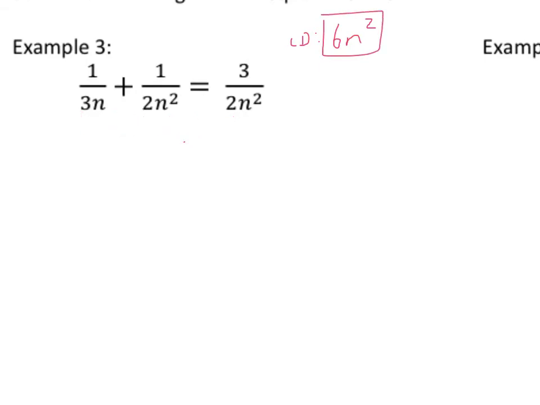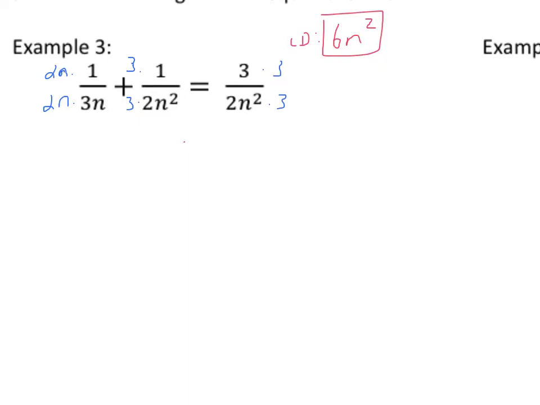So the first fraction, in order for it to have a denominator of 6n squared, needs to be multiplied by 2, and it needs one more n. So I multiply top and bottom by 2n to keep it proportional. The second fraction has 2n squared, so it needs to be multiplied by just 3, because it already has the n squared. And the last one also needs to be multiplied by just 3.